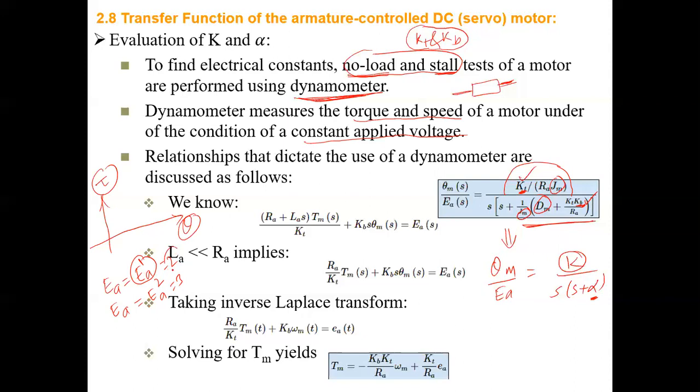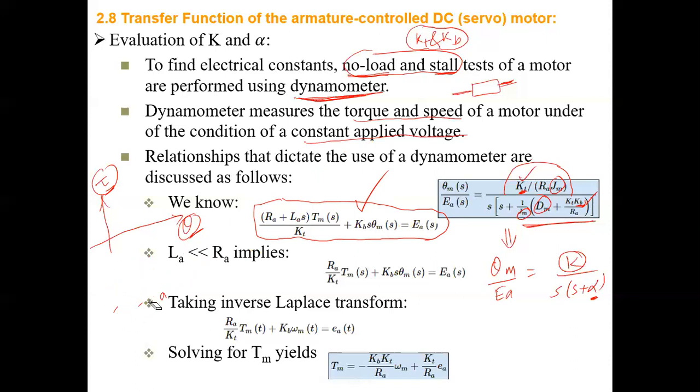So for a particular constant voltage, you get tau and theta. Then you can draw the plot here. So dynamometer measures the torque versus speed of the motor under the condition of constant applied voltage. Then after that, the dynamometer relies on this equation. We already had this. This is not new to us. This is what we have already done in the last lecture.